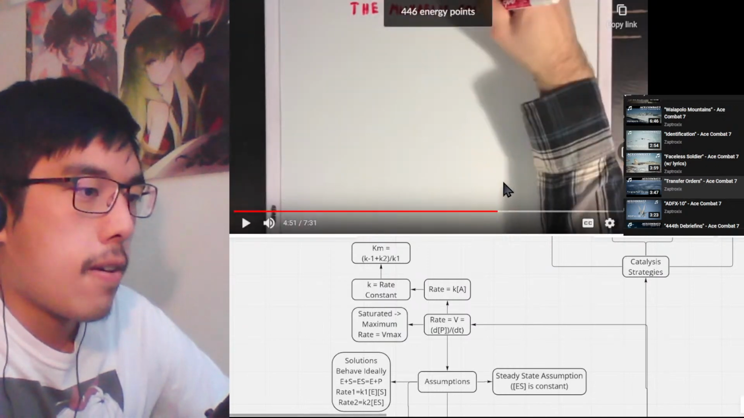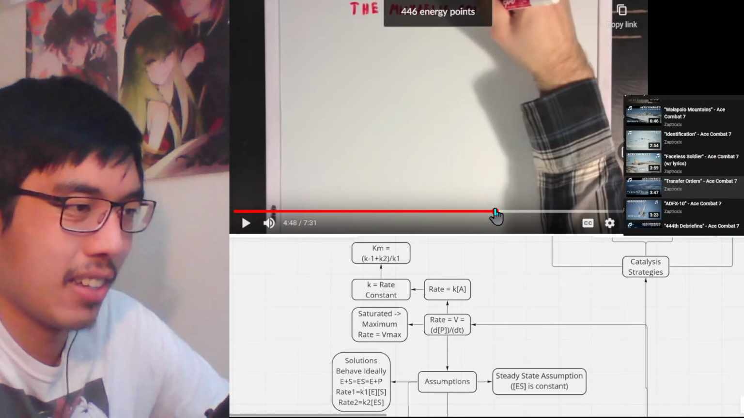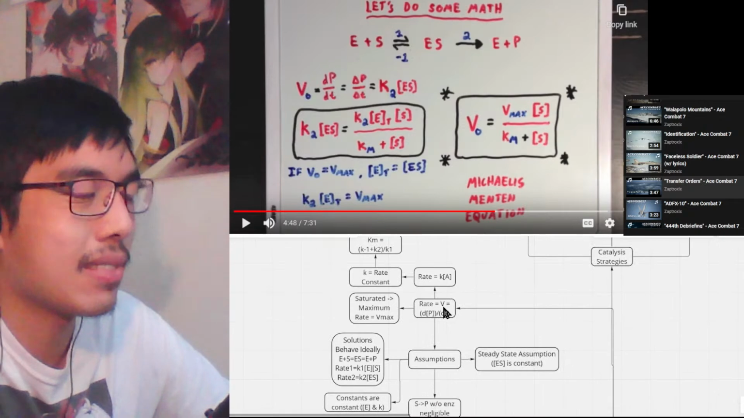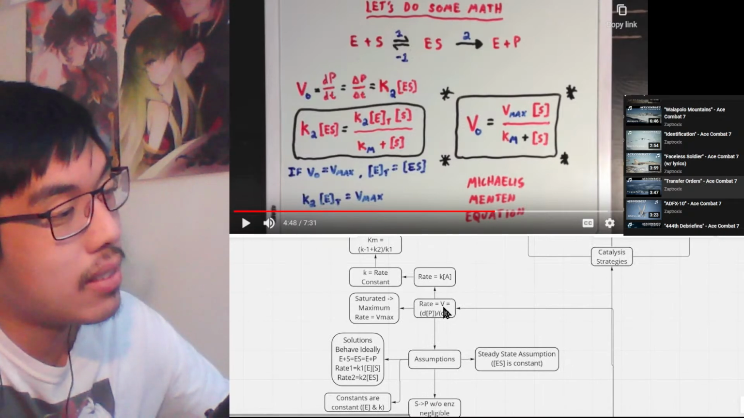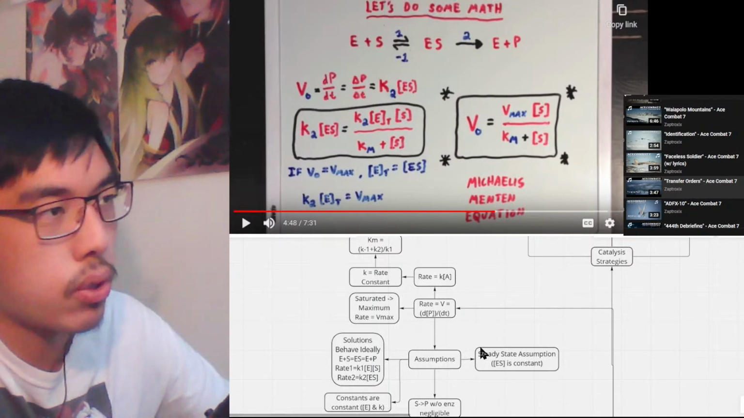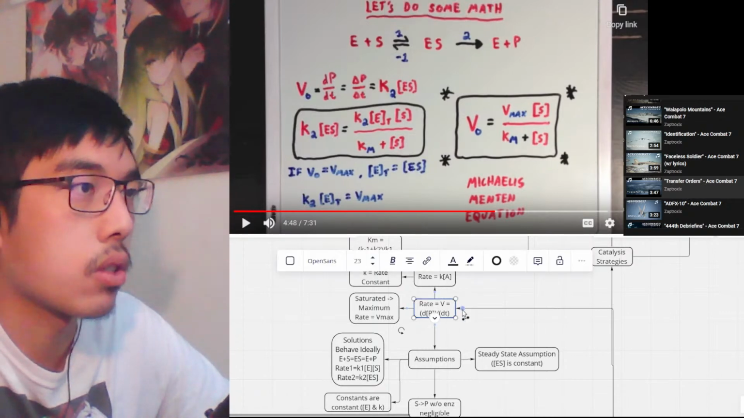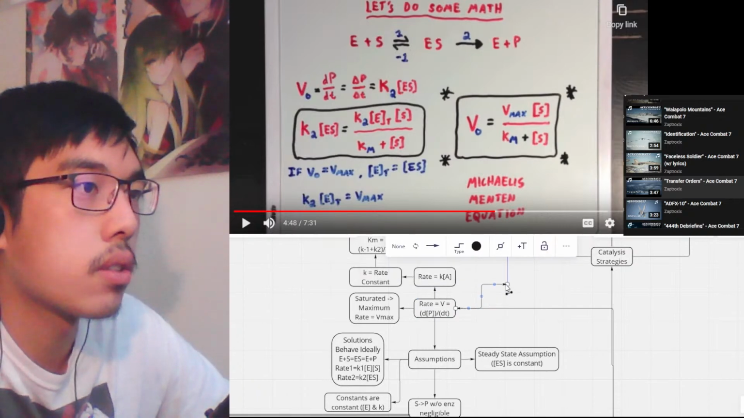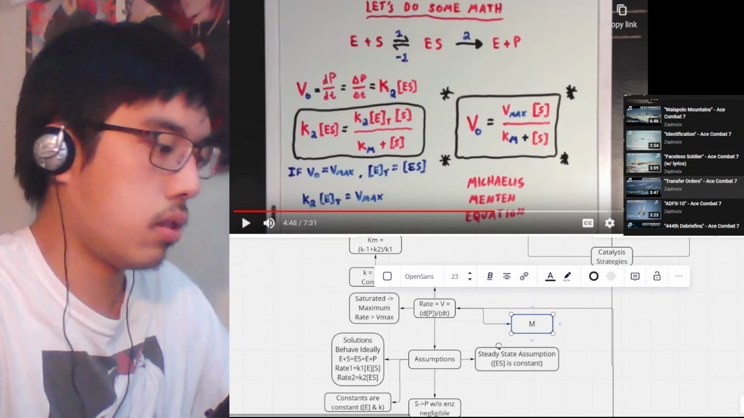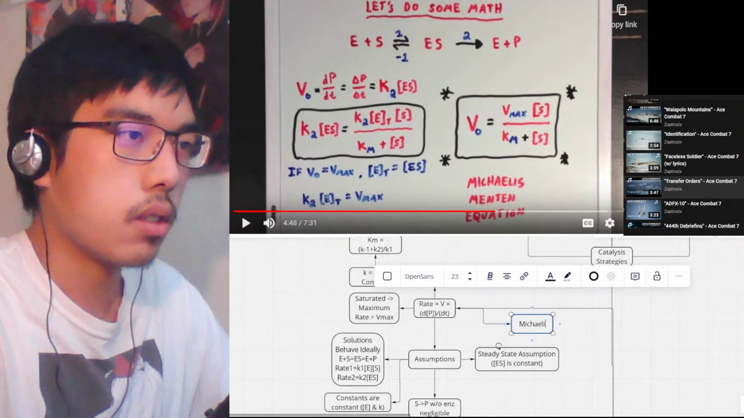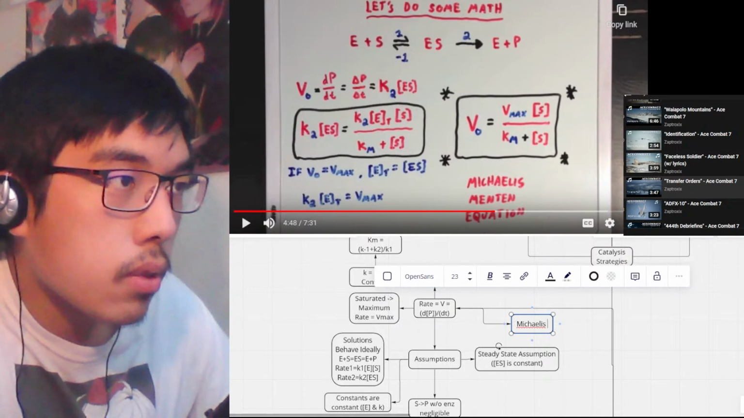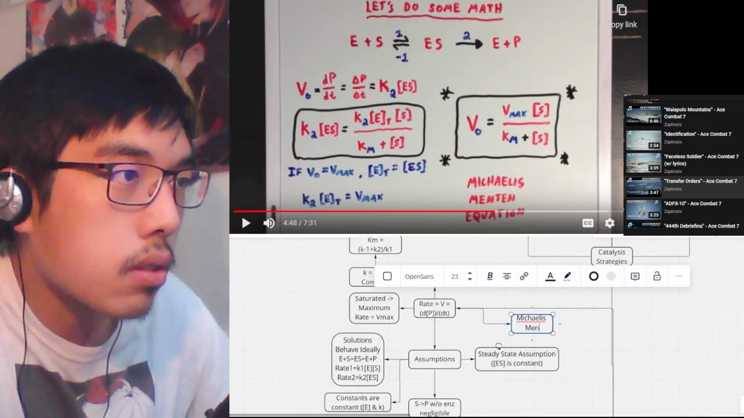So let's take a few steps back. I can just put the Michaelis-Menten equation on its own. Let's just put it over here, or we can put it down here. Michaelis-Menten. It is very famous and very important. Vmax over Km.